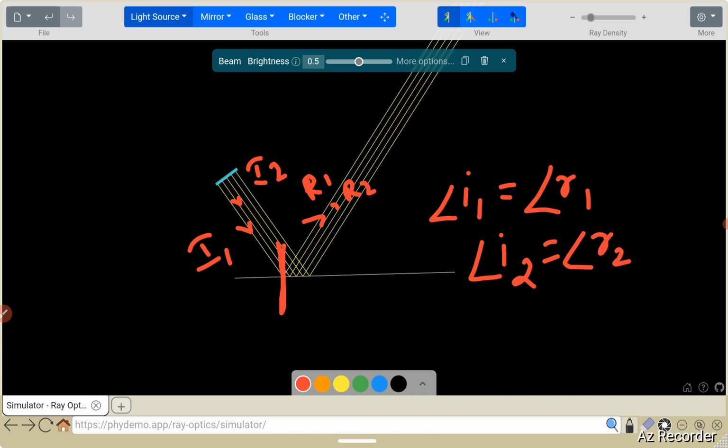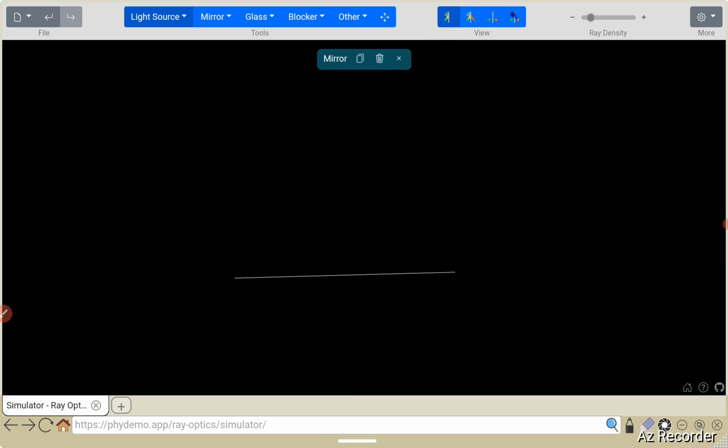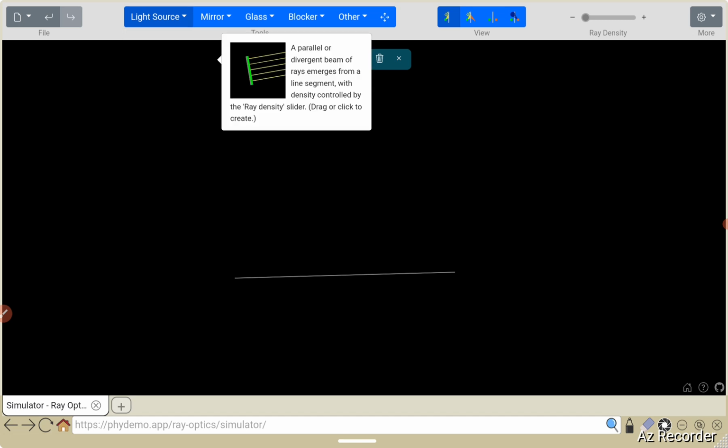Understood? Now what I will do is, I will just decrease the ray density. Okay, that means here the rays are having very small distance, right? We will take the rays with some large distance. Okay. Now observe here, ray density I am just decreasing. Now let me take the beam.